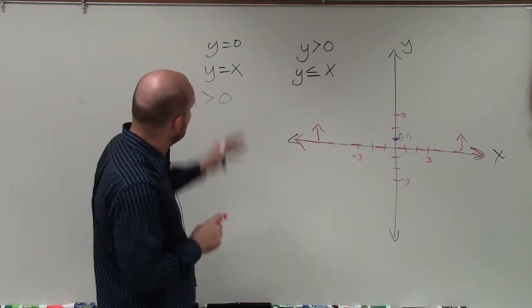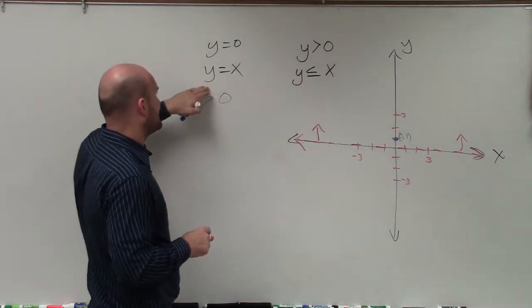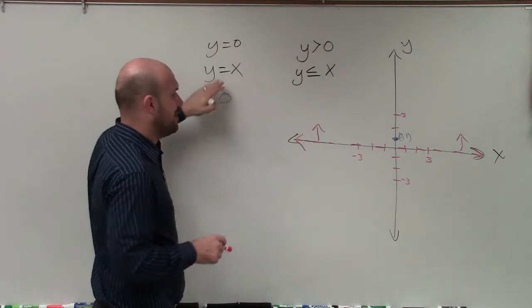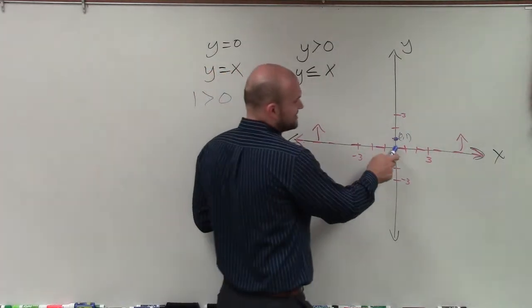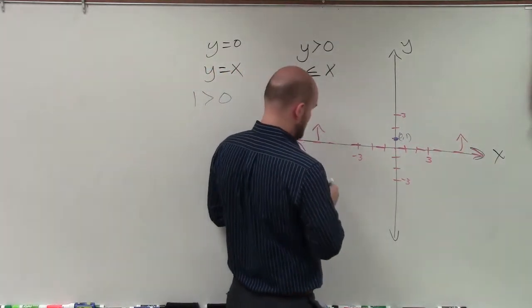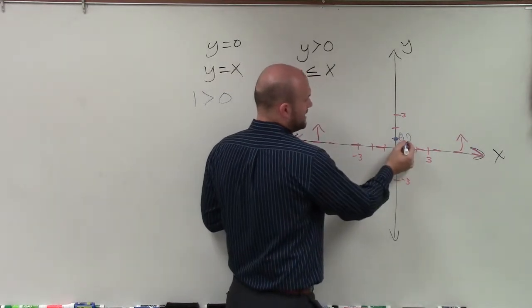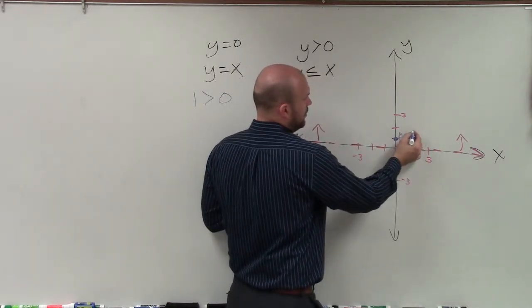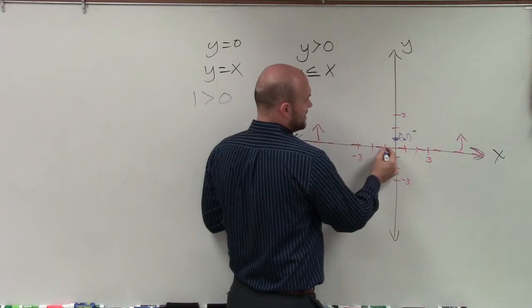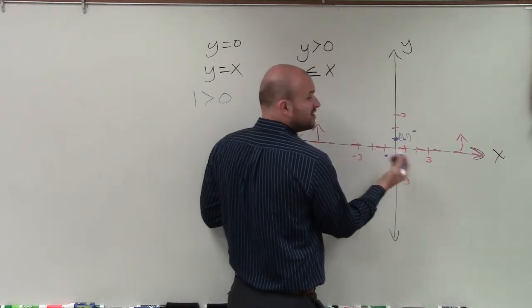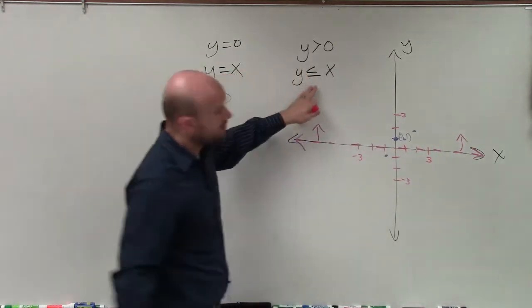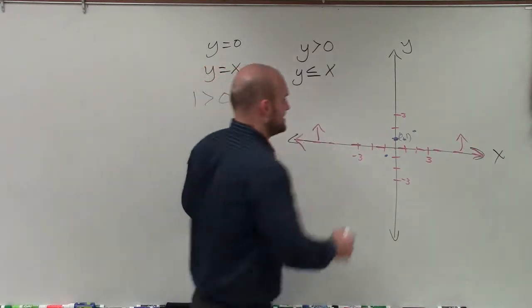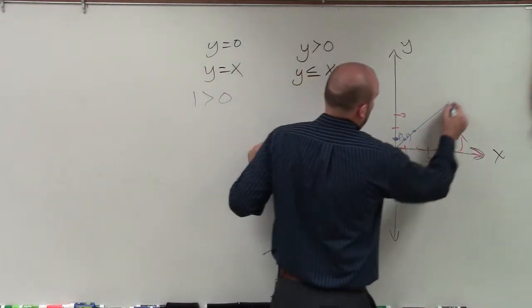The next one is the line y equals x. That means whatever y equals, x equals. Whatever x equals, y equals. So if x equals 0, y equals 0. If x equals 1, y equals 1. If x equals 2, y equals 2. If x equals negative 1, y equals negative 1. Okay? It's called the identity function. But for this one, it's less than or equal to, not less than. So that's going to be a solid line.